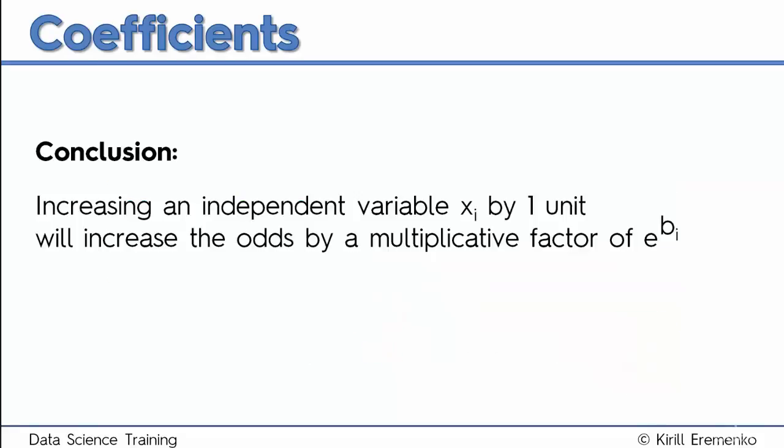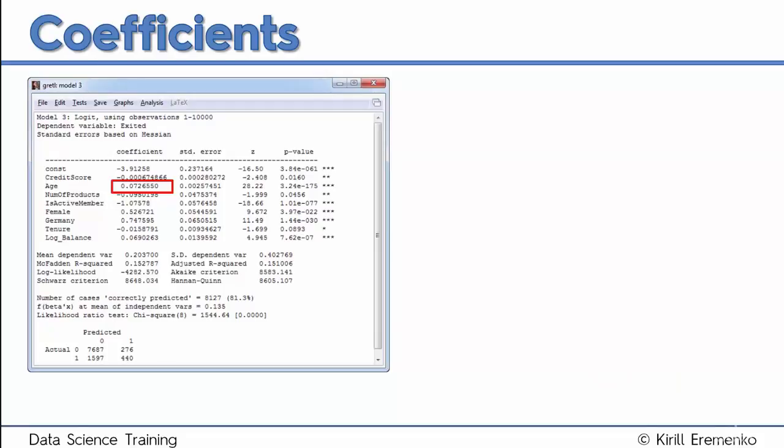So now let's look at an example. This is our model from previously, the model we built for our geodemographic segmentation. And here we've got a variable called age. Let's look at what happens when we increase age by 1. So as per our conclusion, the odds will increase by e to the power of bh. bh is the coefficient of age here. So that means e to the power of 0.0726550, and that equals 1.0754.